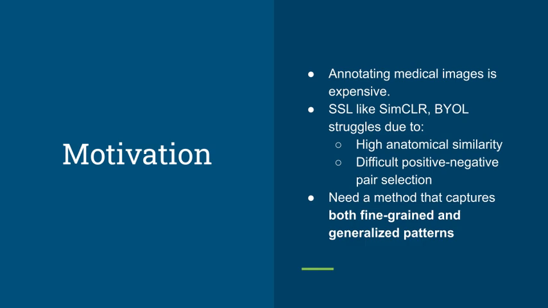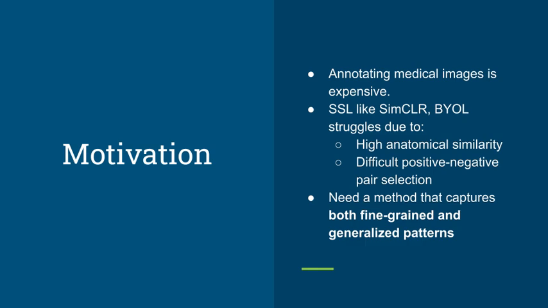Now contrast that with natural images. In a dataset like ImageNet, a dog looks very different from a car or a tree. So positive and negative pairs in contrastive learning are easy to define. But in medical images, it's not that clear cut.